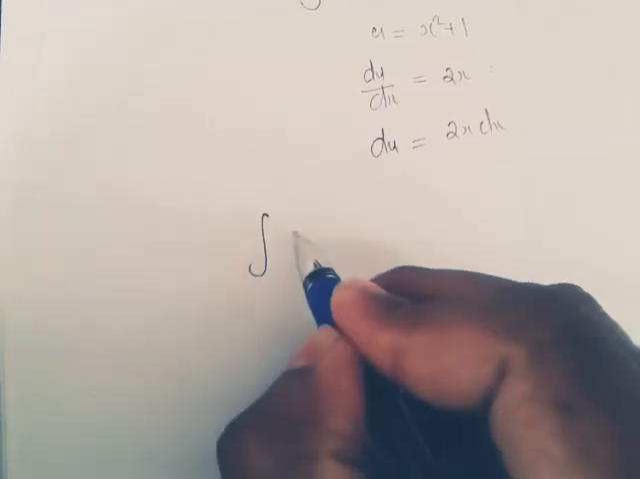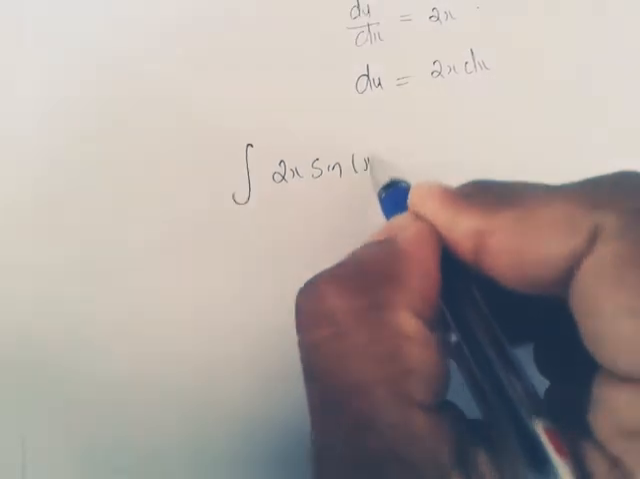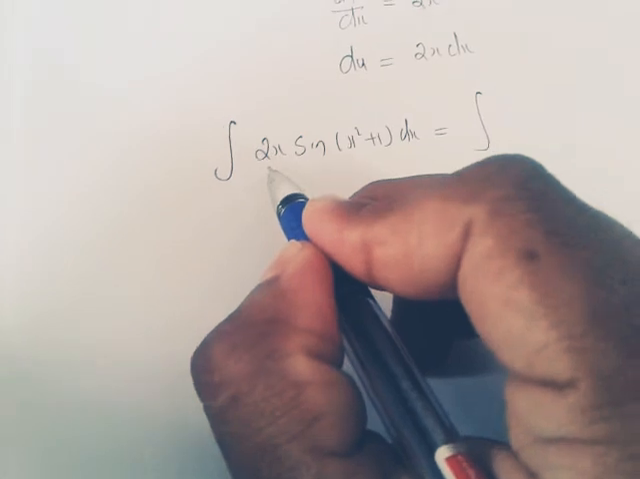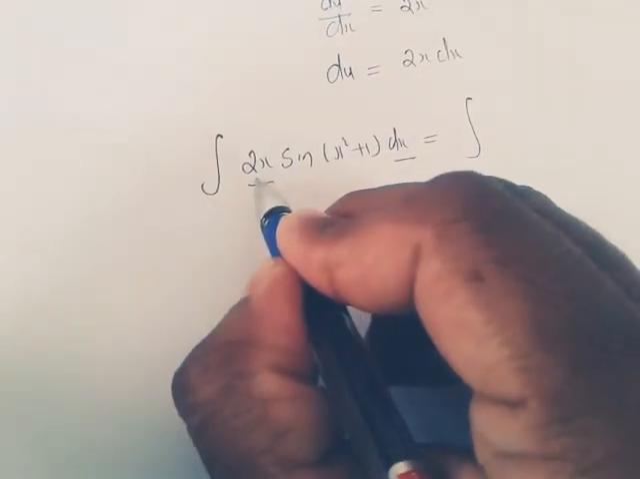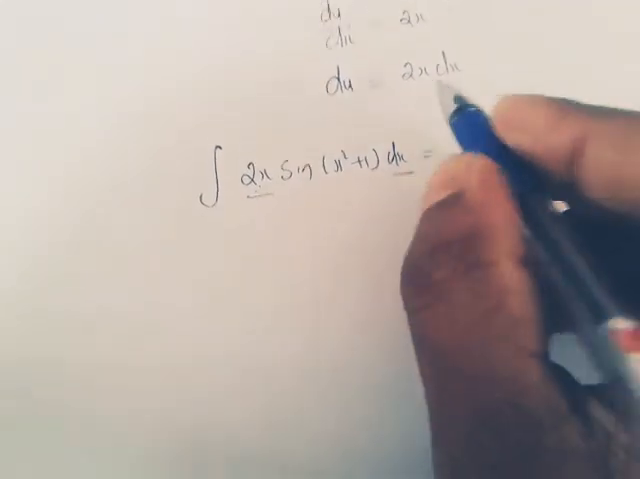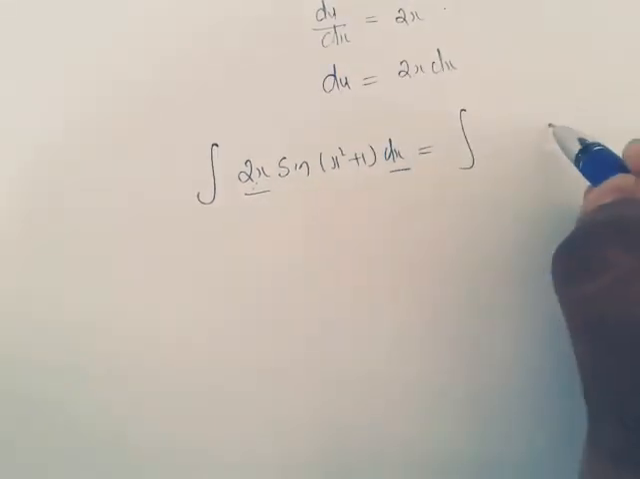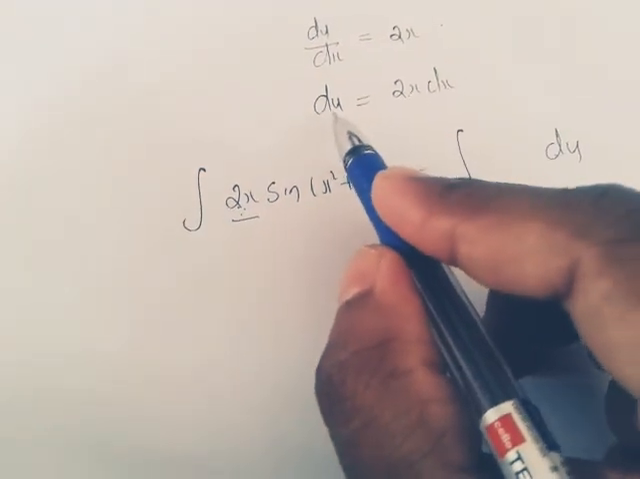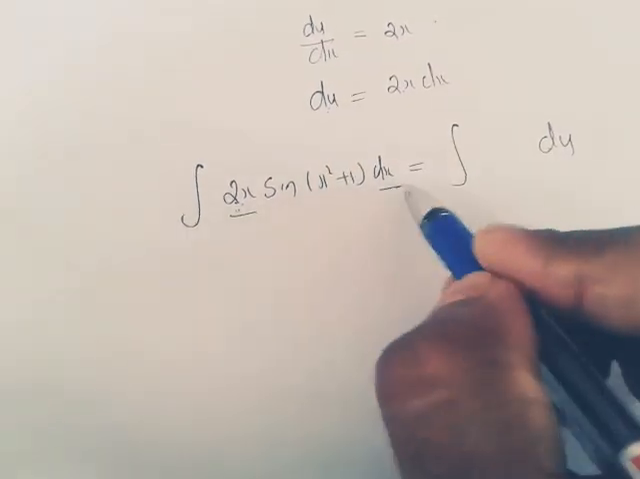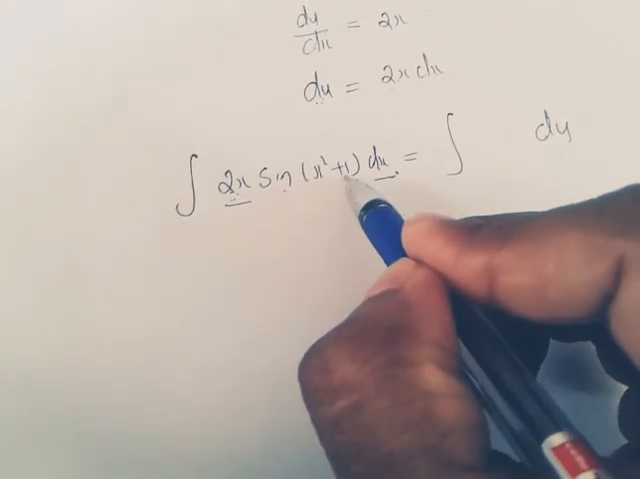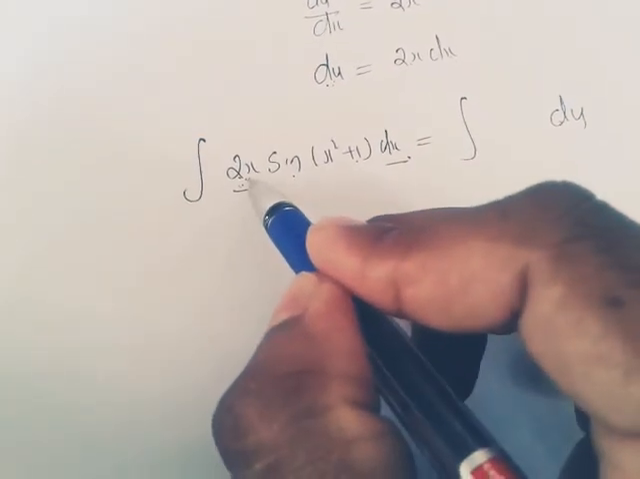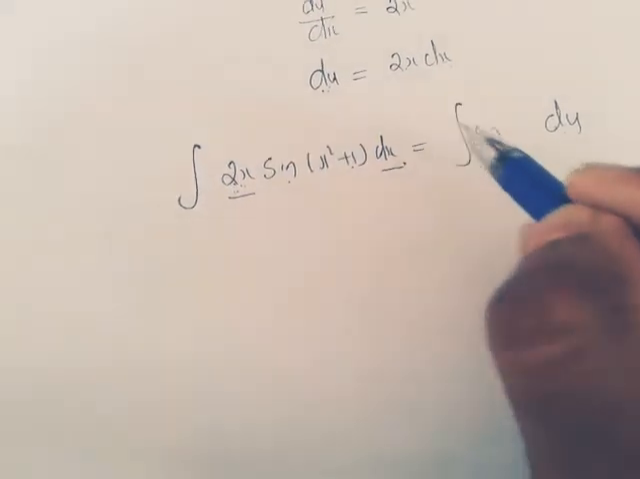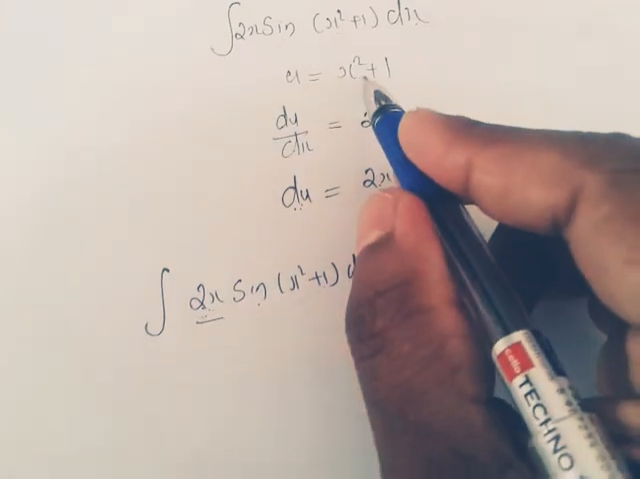Now, the question was integral 2x sine of x square plus 1 dx. After the substitution, you just see this is 2x dx, no? What is 2x dx? That is du. So instead of 2x dx, you can write du, because we calculated that du is nothing but 2x dx. Then what is remaining? Sine x square plus 1. So sine, what is x square plus 1? We replaced x square plus 1 as u.